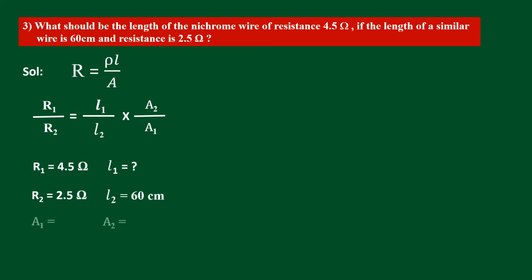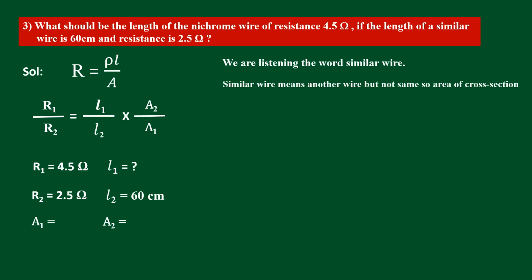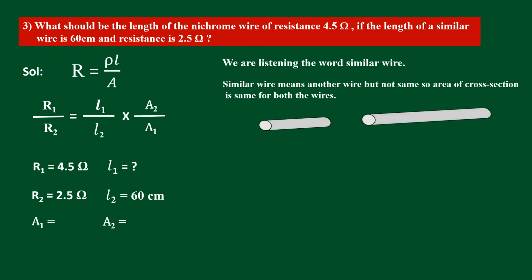Now what about A1 and A2? We are listening the word similar wire. Similar wire means another wire but not the same. So area of cross section is same for both the wires. Now you can see the wires here. There are two different wires having same area of cross section but of different lengths. So in this case we have to take area of cross section as A in both the cases.